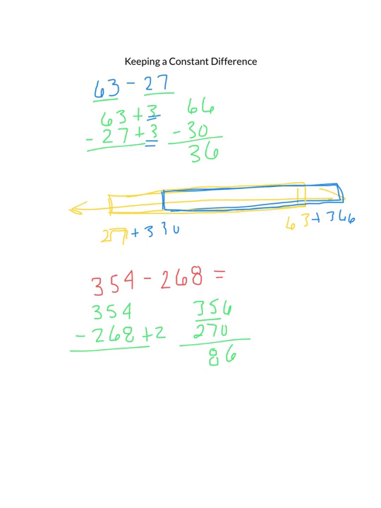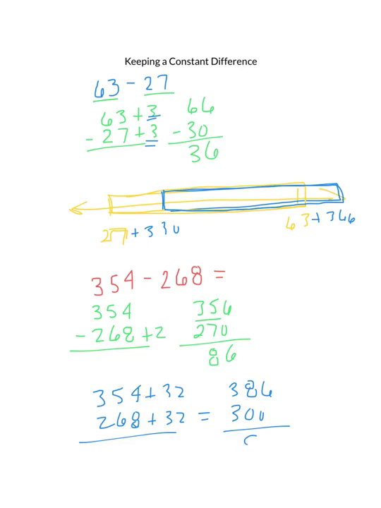Now for others, they actually would much rather do it this way. They'd rather go all the way up into the hundreds place. So some people would rather say, well, if I have 354 and I have 268, they would like to add 32 to this to make this 300. And then they would add their 32, because it's keeping a constant difference, to 354, which gives us 386. So then when they subtract, they just have 86 as the difference. You can do that as well.